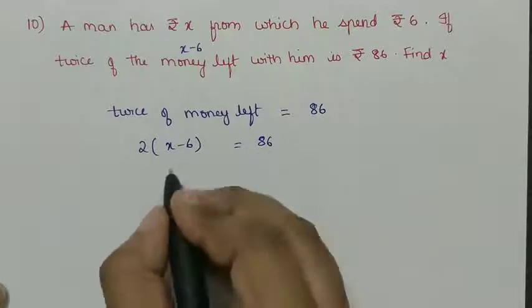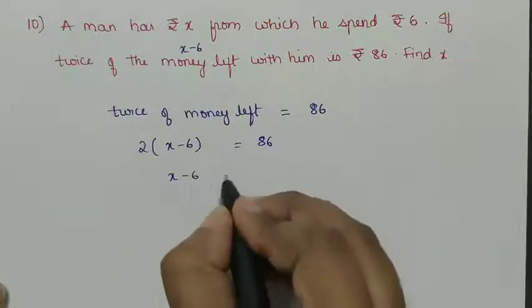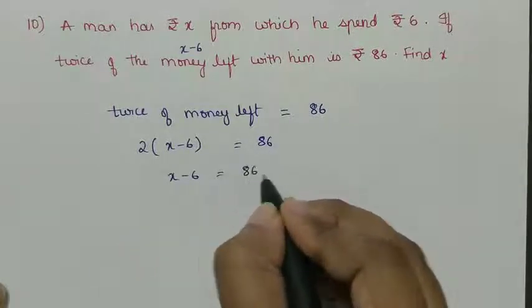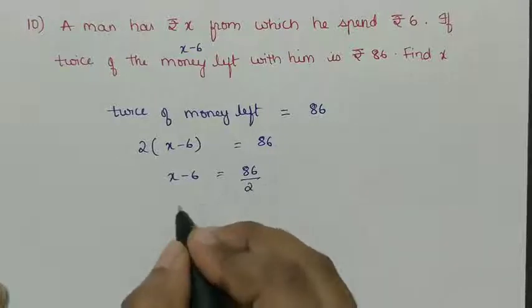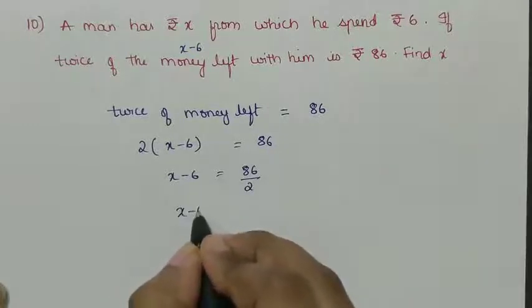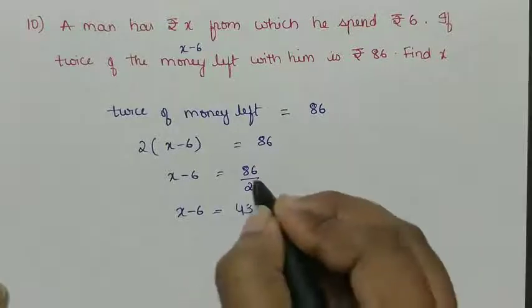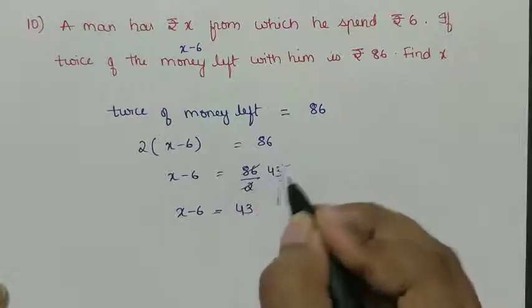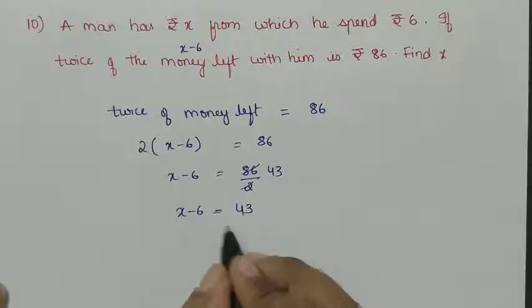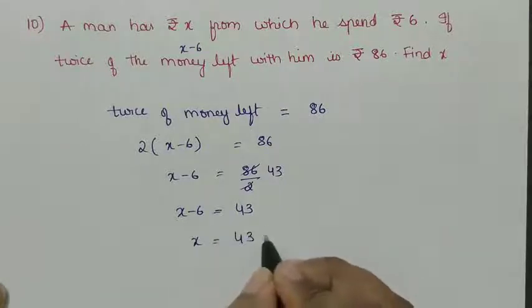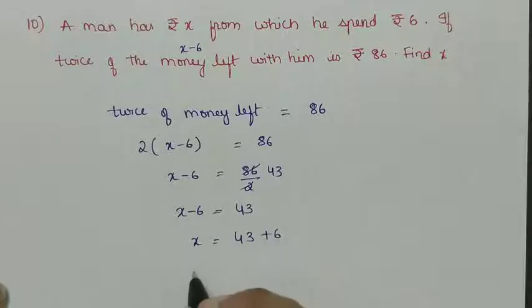Transpose 2 to RHS. Then x minus 6 is equal to 86 divided by 2. x minus 6 is equal to 43. Transpose minus 6 to RHS. Then x equal to 43 plus 6. x equal to rupees 49.